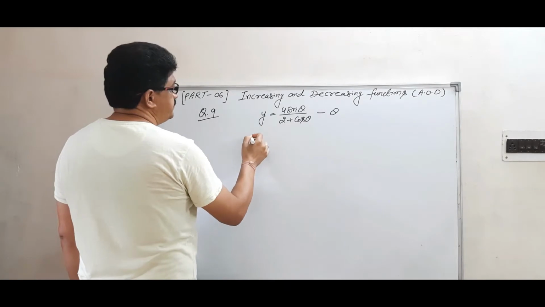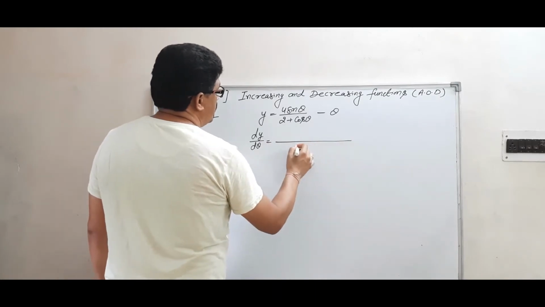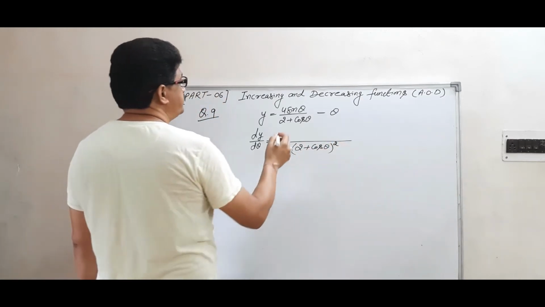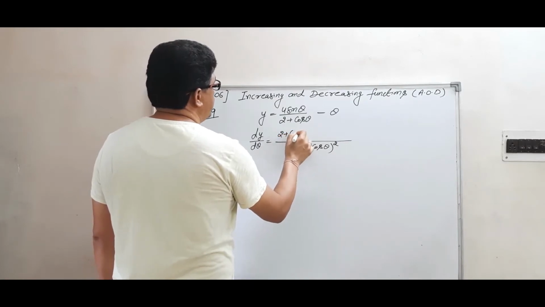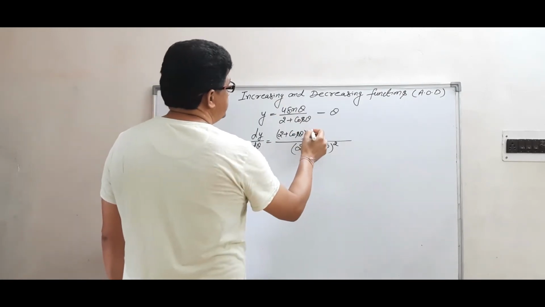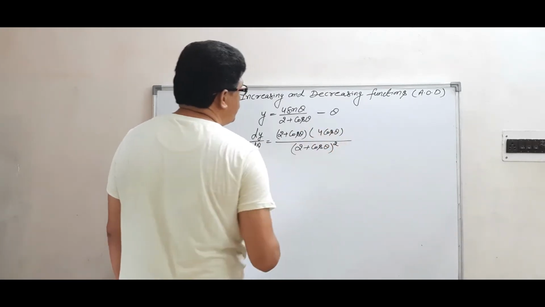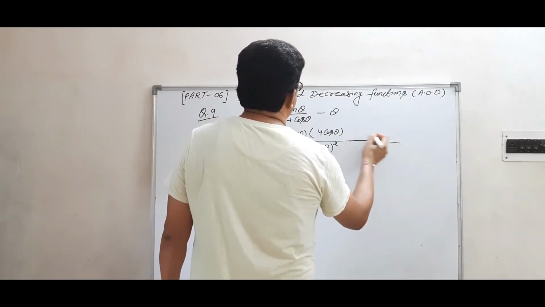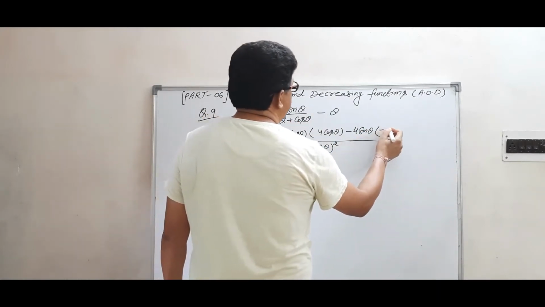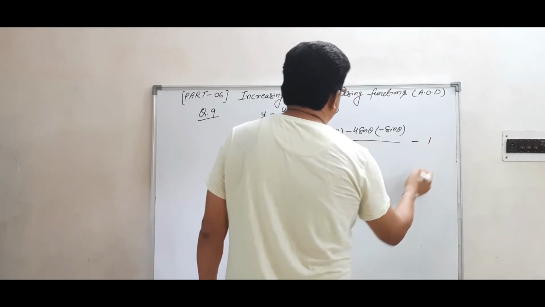So you can see, differentiation of y, dy by d theta, is 2 plus cos theta whole square, into 2 plus cos theta, and differentiation of 4 sin theta is plus 4 cos theta, minus 4 sin theta, and differentiation of 2 plus cos theta is minus sin theta, minus differentiation of theta is 1.